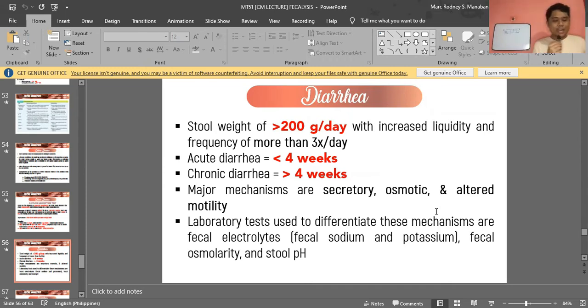All right. Now, acute diarrhea happens in less than 4 weeks. Chronic diarrhea is greater than 4 weeks. Now, major mechanisms, you have secretory, osmotic, and altered motility. Now, laboratory tests to differentiate, you have, of course, fecal electrolytes, fecal osmolarity or osmolality, and you have stool pH. So again, I discussed there are the mechanisms, no?